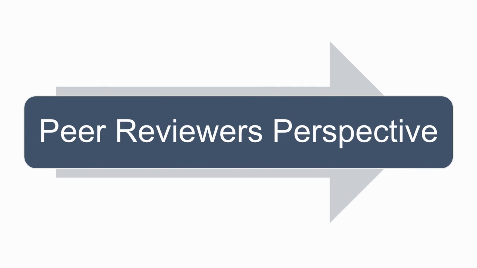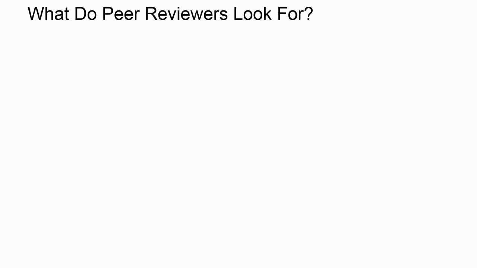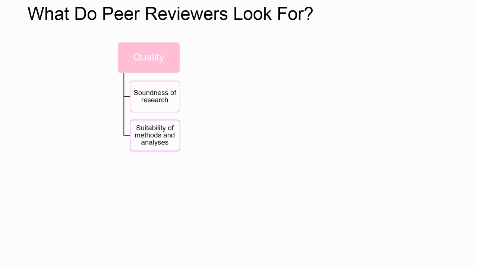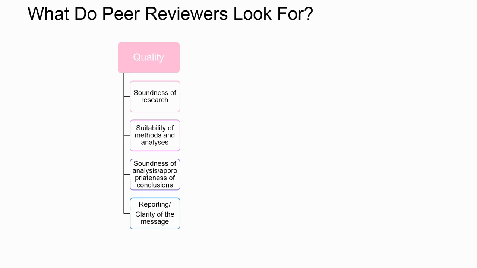And now we are getting into the peer reviewer's perspective: what a peer reviewer looks for and what he is going to do. The first and foremost thing that a peer reviewer is looking for is the quality of a research article. He looks for the soundness of the research, the suitability of the methodology and the analysis that has been carried out, and also the soundness of the analysis, the tests that you have applied, the hypothesis that you have framed and checked, and the statistical application that you have used.